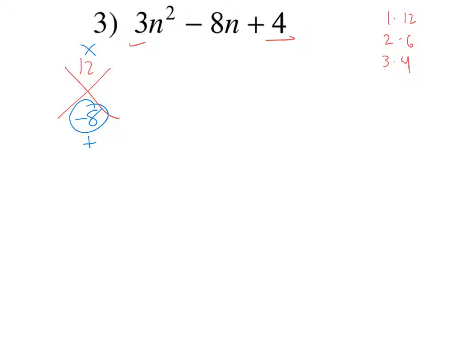Alright, so we list all the possibilities, and then you say, well, which combination can give you a negative 8 if I slap some signs on there? So 1 and 12, no way that could give you 8. 3 and 4, regardless of what signs I slap on there, it's not happening. 2 and 6, well, what happens if they're both negative? When they're both negative, they multiply to give me positive 12, and they add up to negative 8.